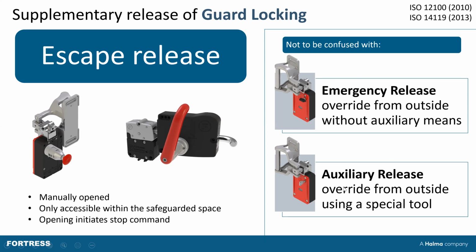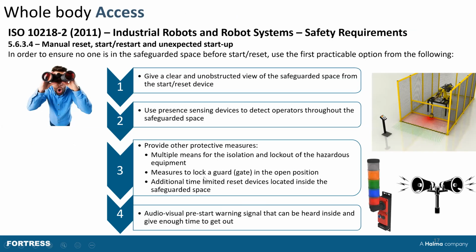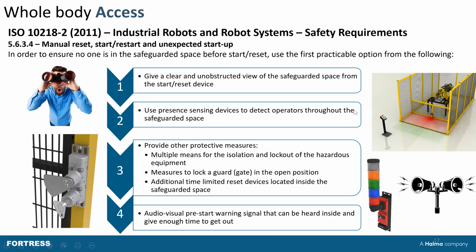Auxiliary release is probably more common. So if there was some need to get in and override it, but it's using a special tool which is kept by a supervisor, or there's a special process for getting hold of that tool. So yeah, if you have guard locking, you may need to consider whether you need supplementary release by some means. And while we're talking about escape release, which is if someone has managed to get trapped inside, that leads me nicely onto my next thing: whole body access.